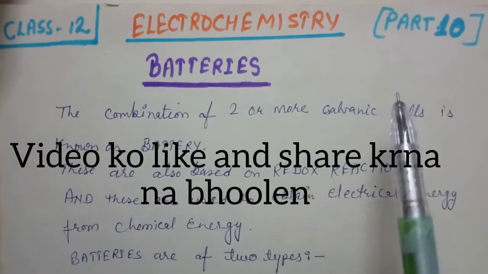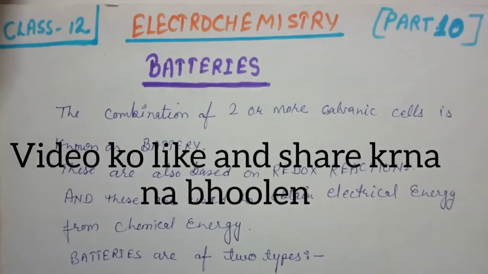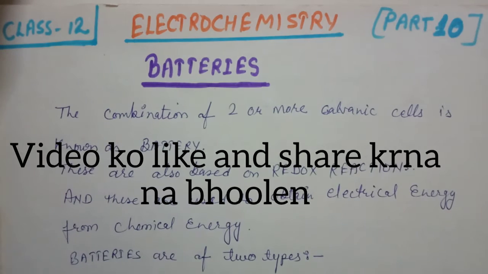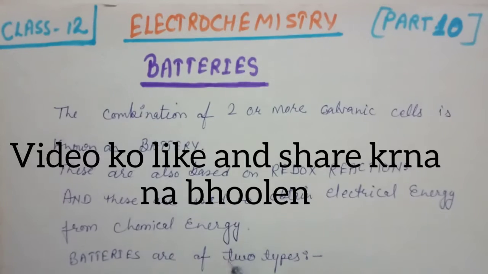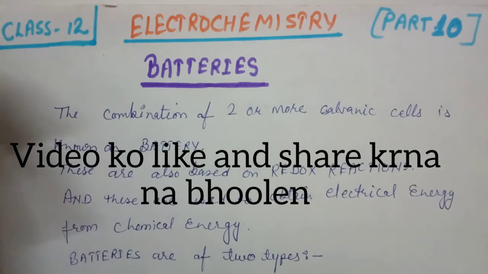We are studying chapter 3, electrochemistry. In electrochemistry I have discussed all the types of electrolytic cells, and electrochemical cells, meaning galvanic cells, what is the electrode potential, what is electromotive force, and how we can determine the E cell or electrode potential of the cell, and what is the Nernst equation, and how we can calculate the rate constant or the value of delta G with the help of the Nernst equation.